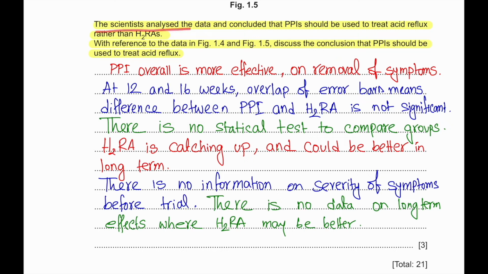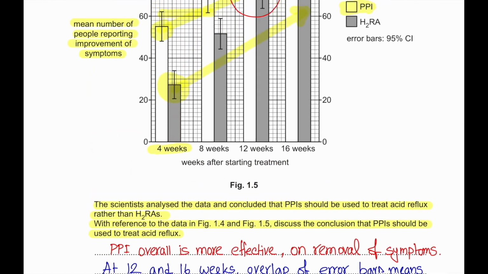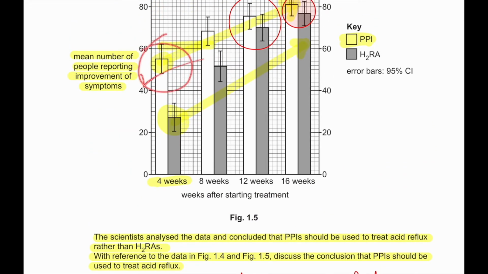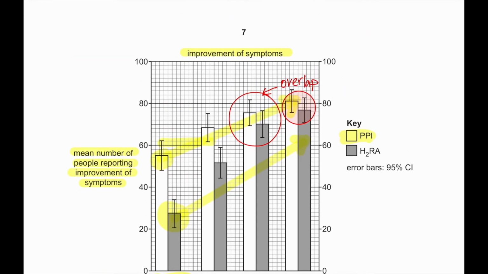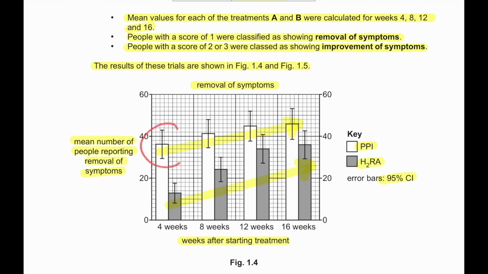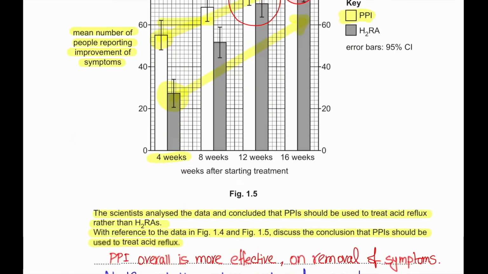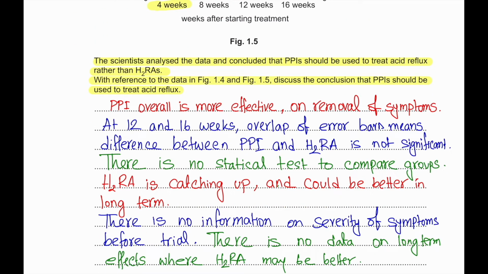Guys, the scientists analyzed the data and concluded that PPI should be used to treat acid reflux rather than H2RAs. With reference to the data in figures 1.4 and 1.5, discuss the conclusion that PPI should be used to treat acid reflux. Now, whenever we are asked a question that says discuss, we must write both for and against if possible. So first of all, if we are using PPI, there is an immediate improvement of symptoms. There is an immediate removal of symptoms, which is a great thing. I mean, everyone wants to be cured of their disease.